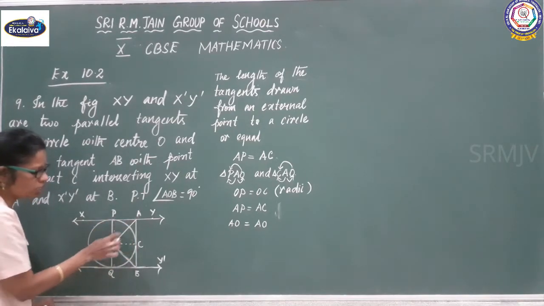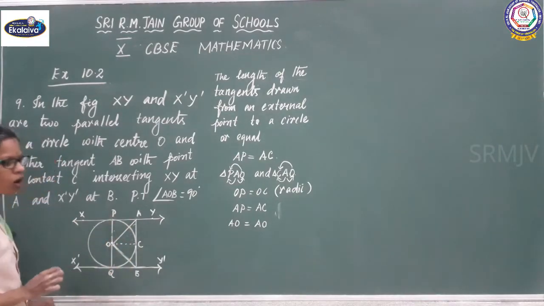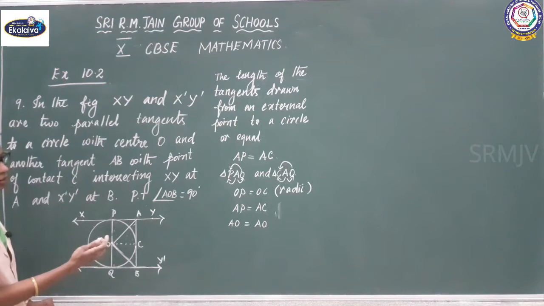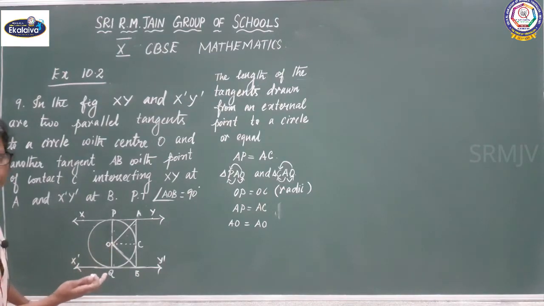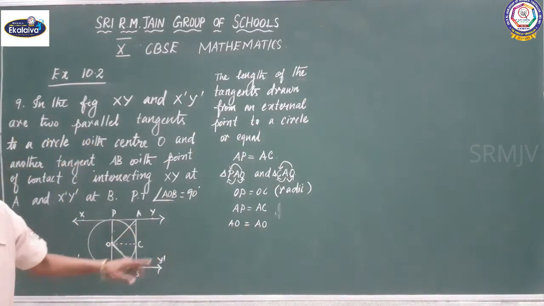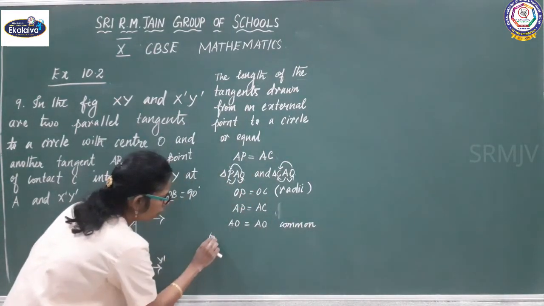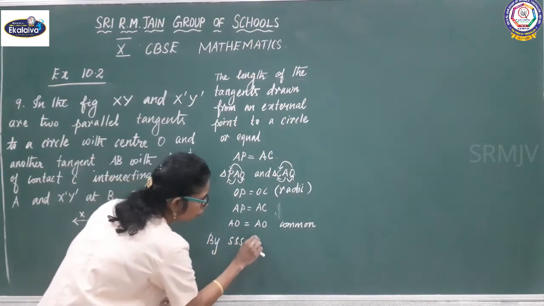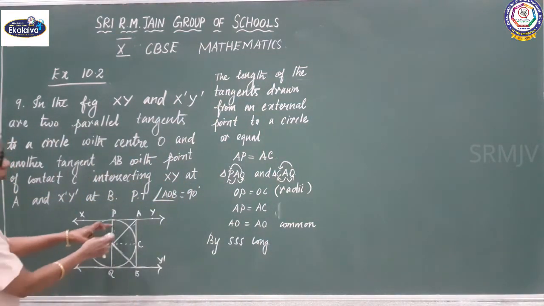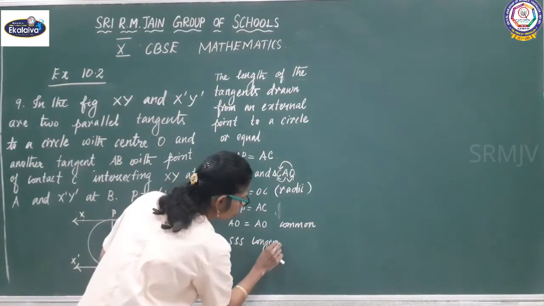You are taking triangles PAO and CAO. In that you said OP equal to OC. OA is common, you said. Then PA equal to AC, or AP equal to AC. AP equal to AC, AO is common, right? By triple S congruence, you are going to say these two triangles are congruent, right?